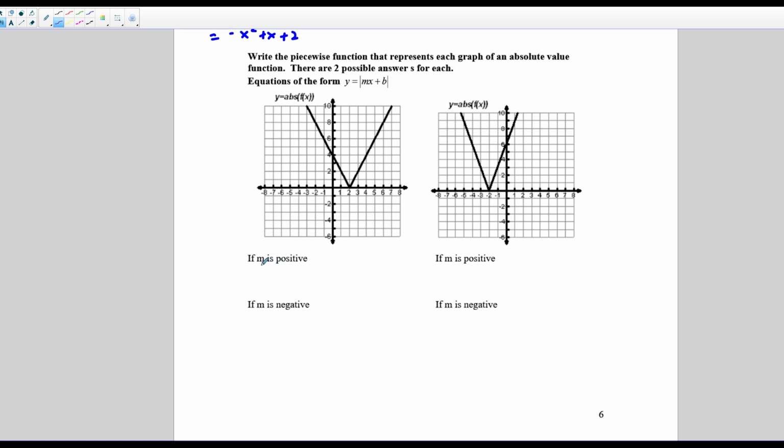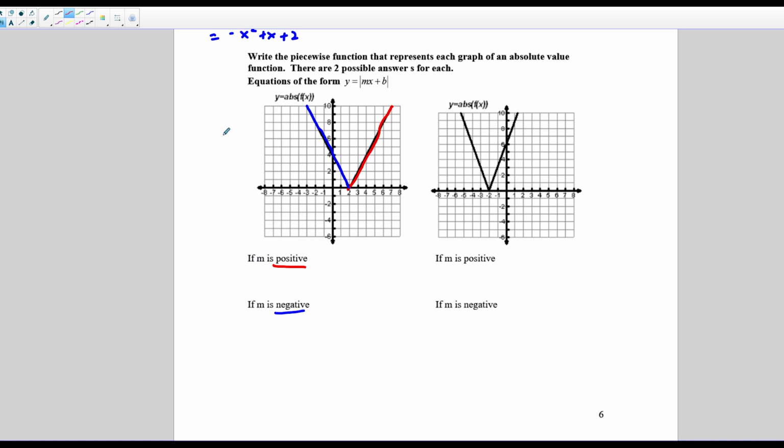So the first part here, it's asking us what would happen if m is positive. So in this case, if we're looking at a positive m, it means we're looking at a positive slope. So for this first example, our positive slope is going to be everything that occurs here on the right-hand side of the V shape. So we're taking a look at this line here, and then for the negative portion, we are looking at everything over here.